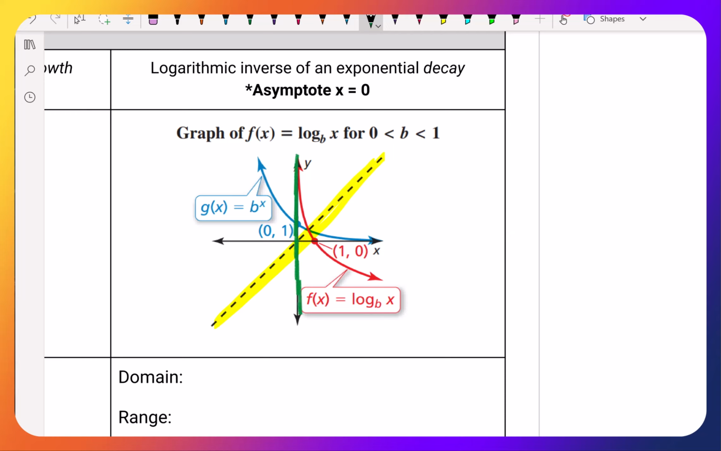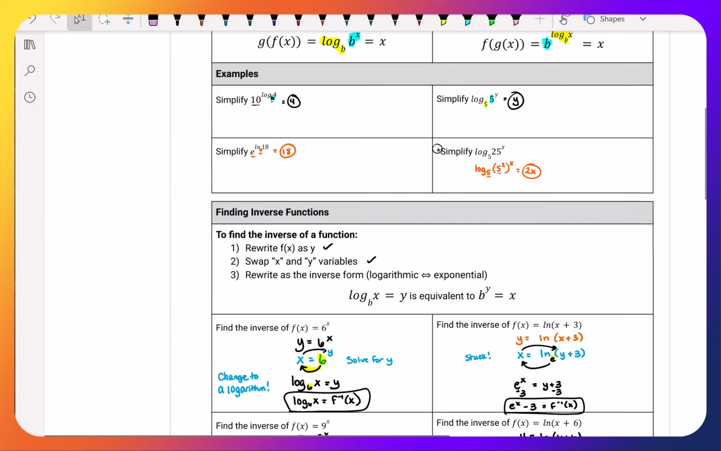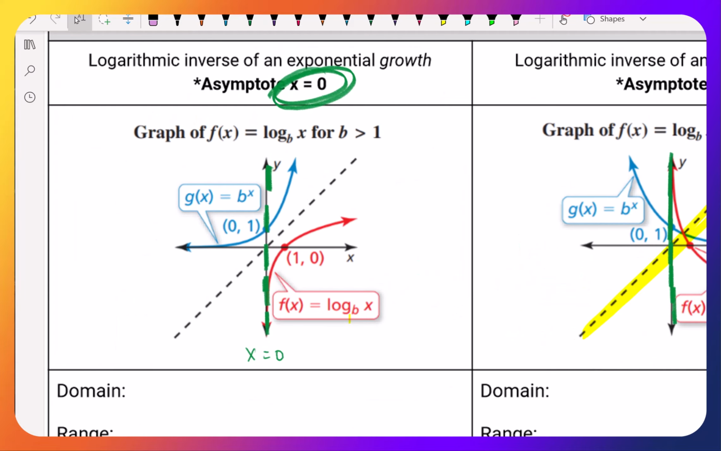Now, if you are in honors, we are going to talk about the end behavior and how that changes everything. But everybody needs to know how to write down the domain and the range. So when we talk about domain and range, we're only looking at the red curve here. That is the logarithm, okay? Let me highlight that for you. So we're focusing on this right here.